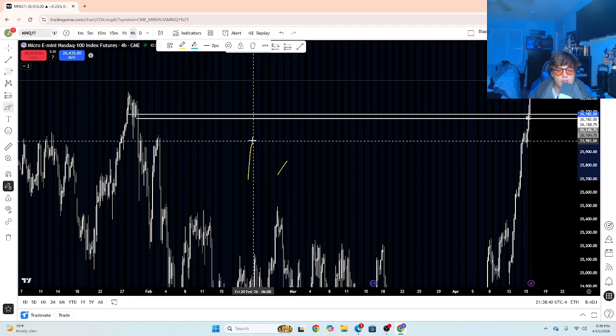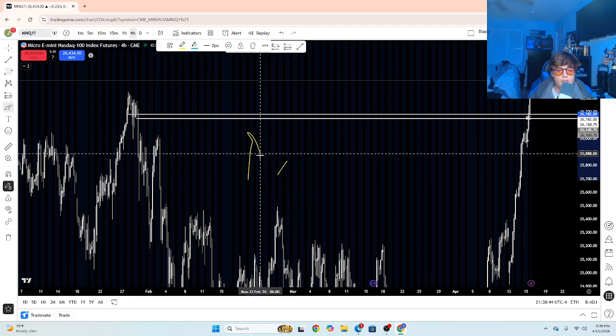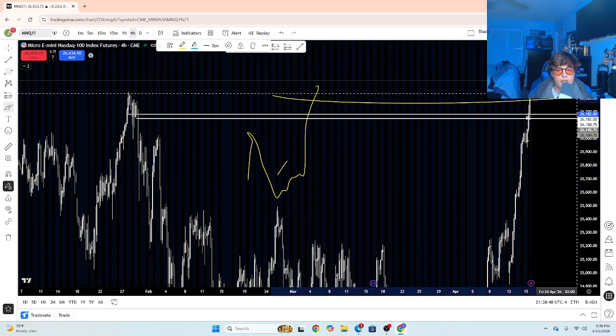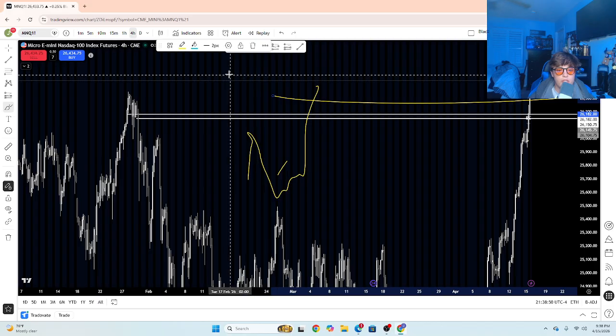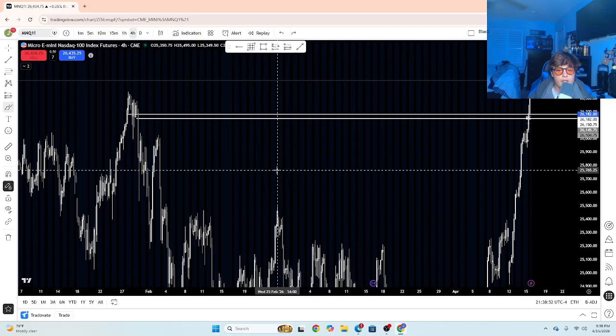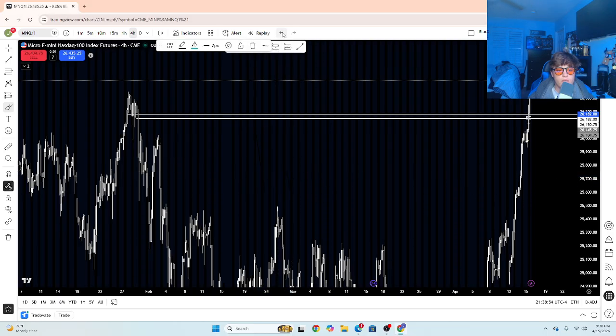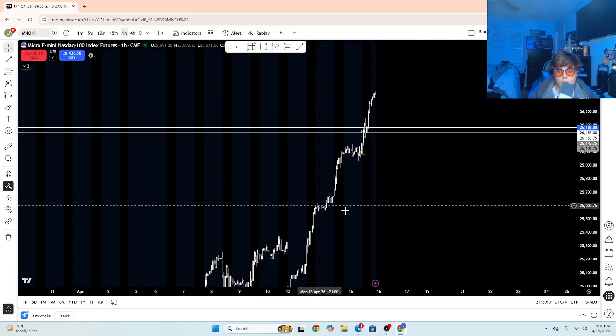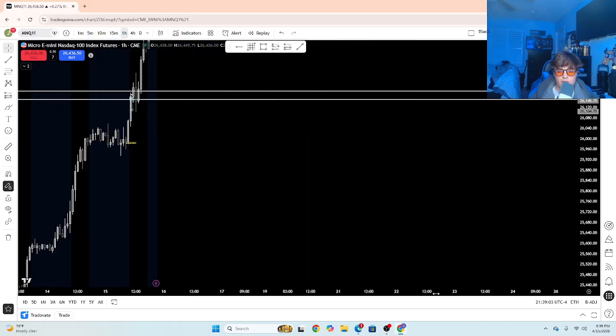Come into these gaps, see maybe a pullback, chop a little bit, and then see the big move, take out these highs. That was kind of what I was thinking with that. Okay, so that was that. Now let's go to the 1 hour. On the 1 hour, what was I seeing? The 1 hour is kind of the same thing.